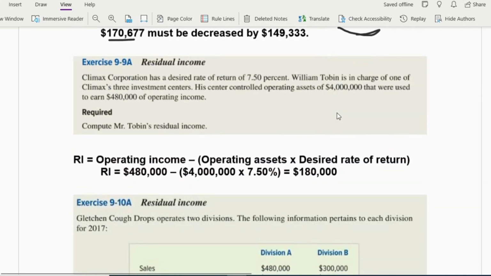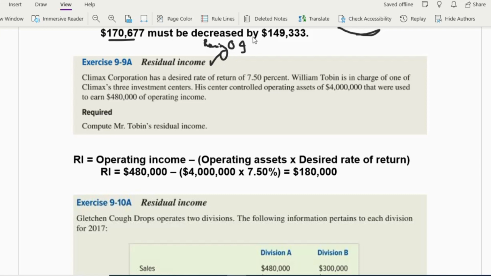Moving on towards another measurement for performance, or you can say responsibility accounting, that is known as residual income. Residual income means remaining income. Now what does it mean? It means remaining operating income. Why am I using the word remaining?